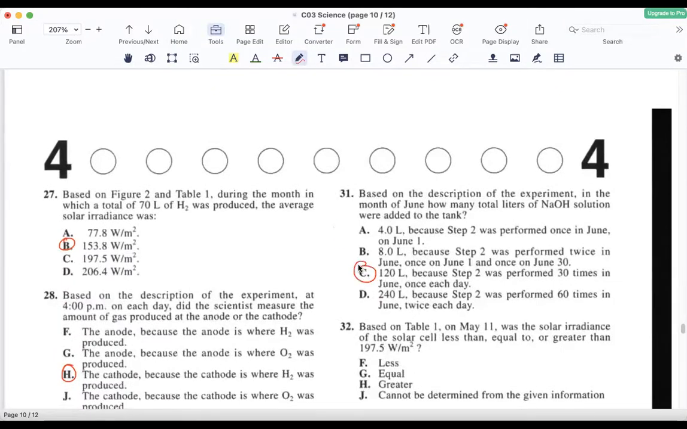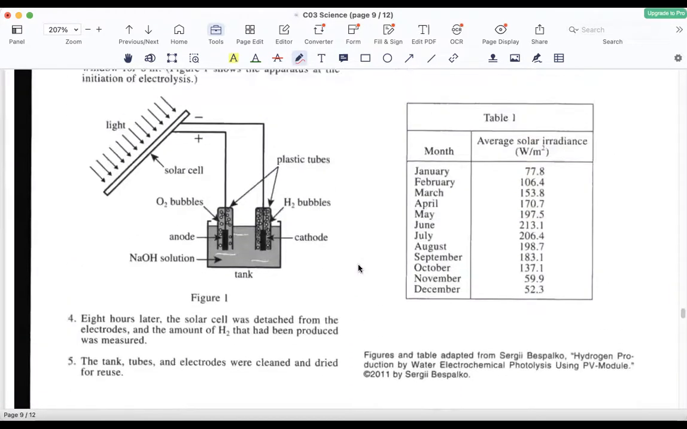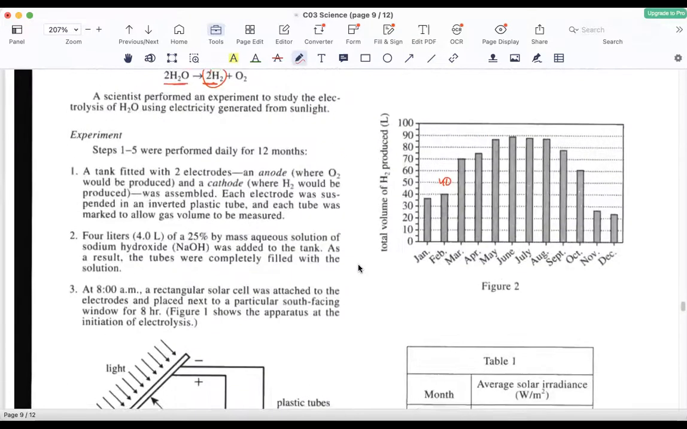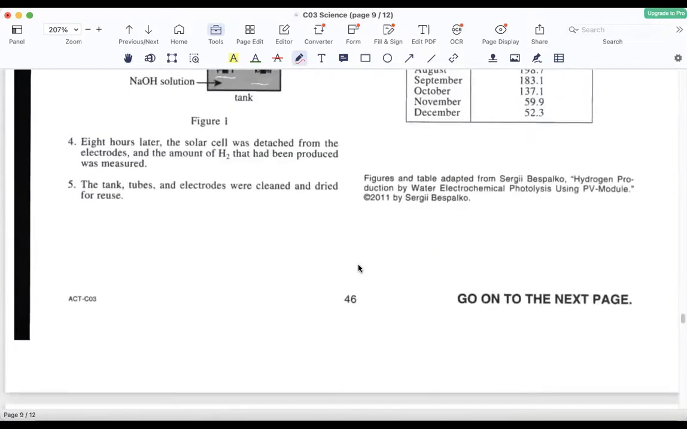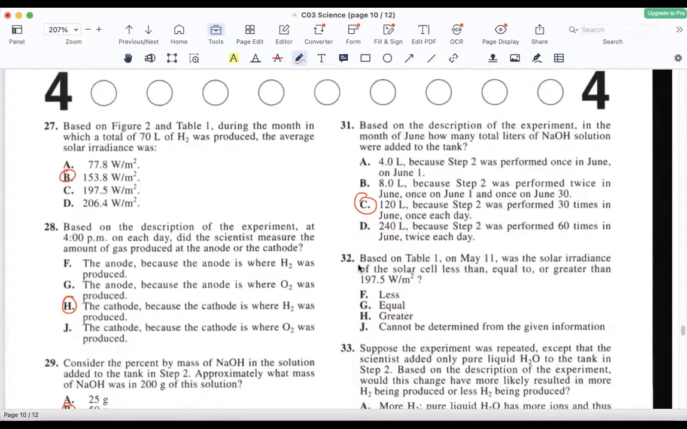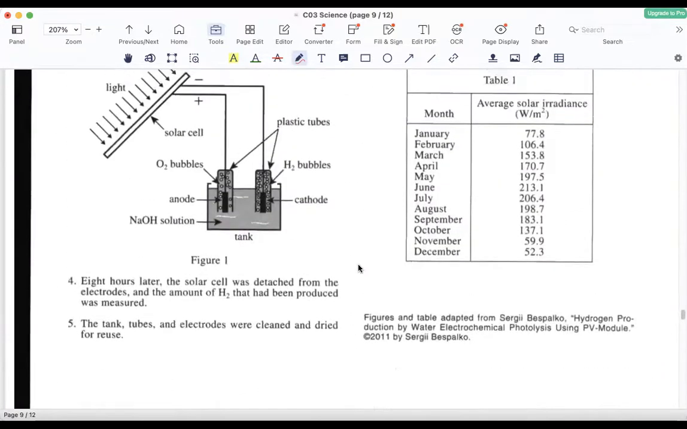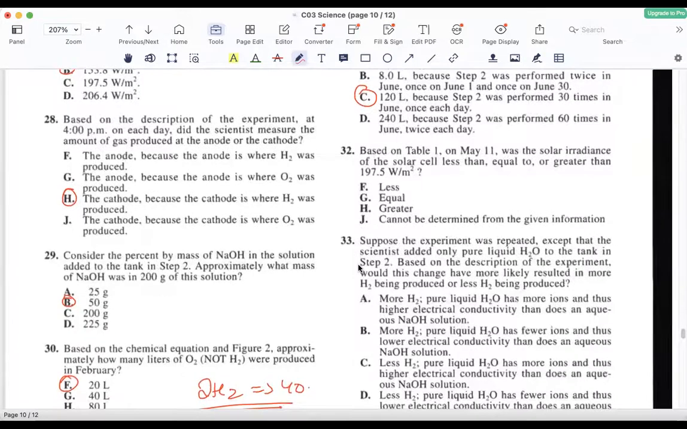once each day. Yeah. Based on table 1, on May 11 was the solar irradiance of the solar cell less than, equal to, or greater than 197.5? May 11. Based on table 1, on May 11, was it equal to or greater? Average, so we can't really figure out. It was average.